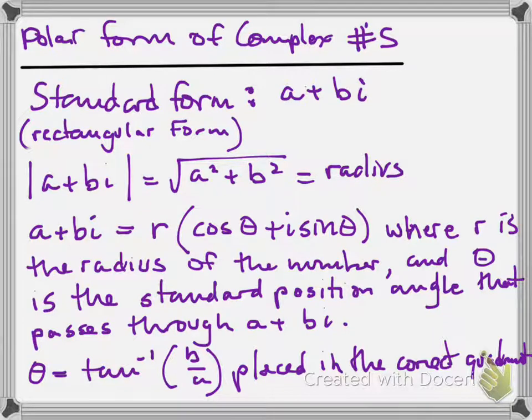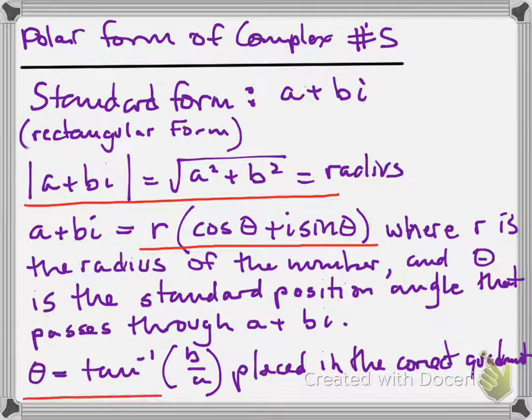All right. Okay, now we already know what radius is. So this is the polar form of a complex number. R times cosine of theta plus I sine of theta, where R is the radius of the number, and theta is the inverse tangent of B over A placed in the correct quadrant. So again, we're going to be talking about reference angles and quadrants. Place this reference angle in this quadrant, and it's repetition of what we've been doing since test number 1. So that's the polar form of a complex number.